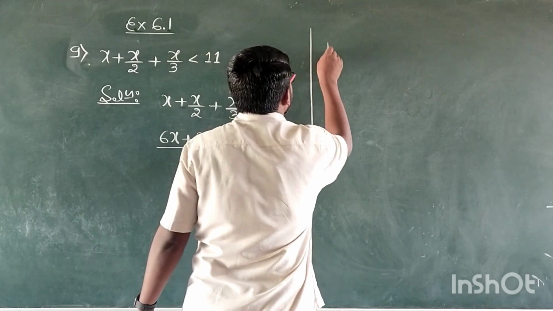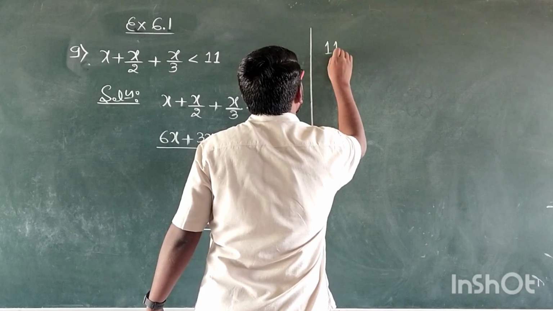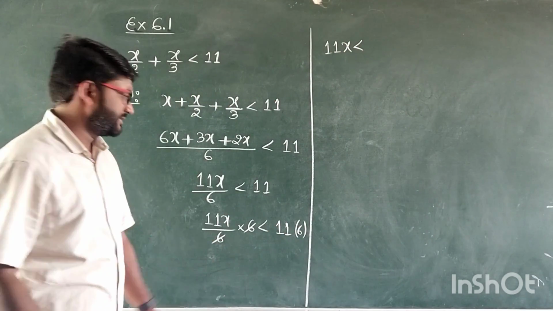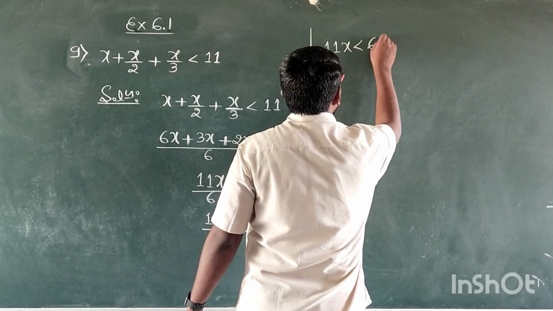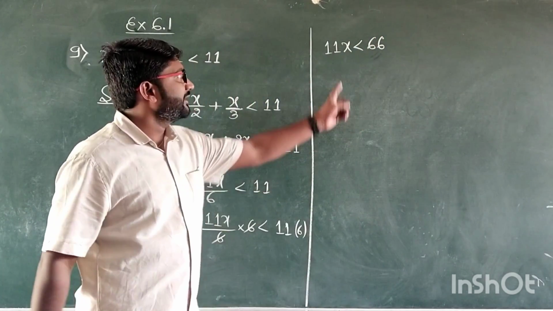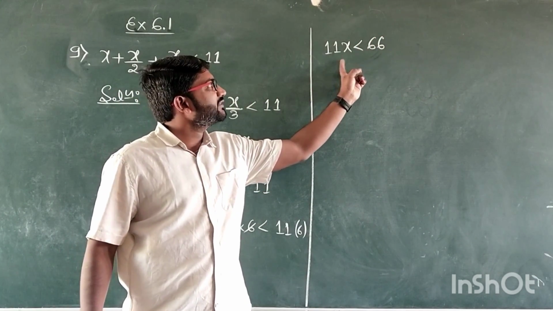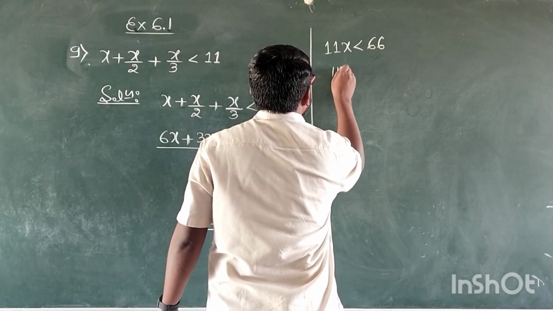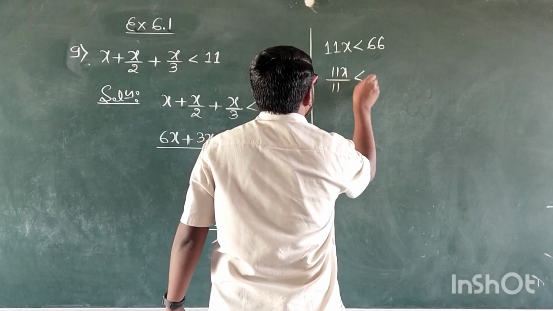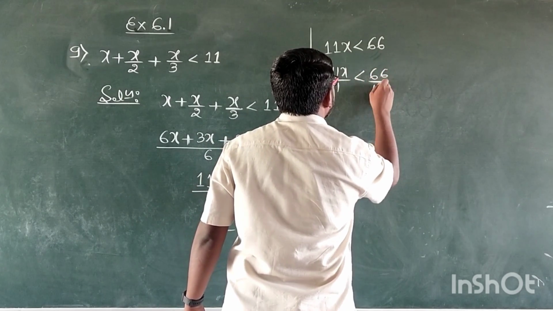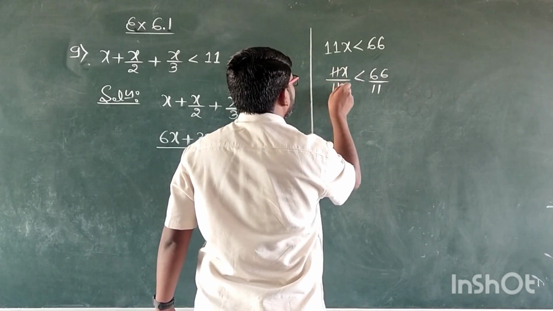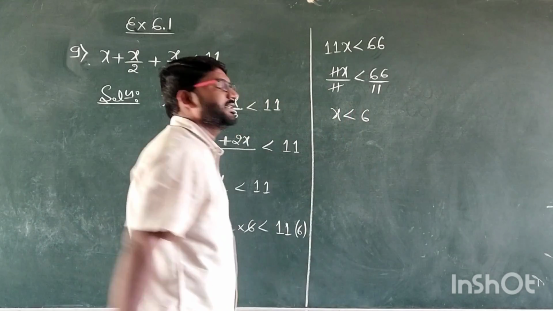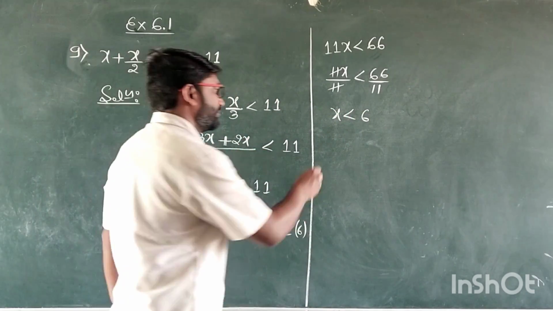We get 11x less than 11 into 6, it will be 66. So now here 11 is an extra term. So divide both the sides by 11 so that this will be eliminated. So 11x by 11 less than 66 by 11. So here 11 and 11 get cancelled. We get x less than 6. So write the solution set now.